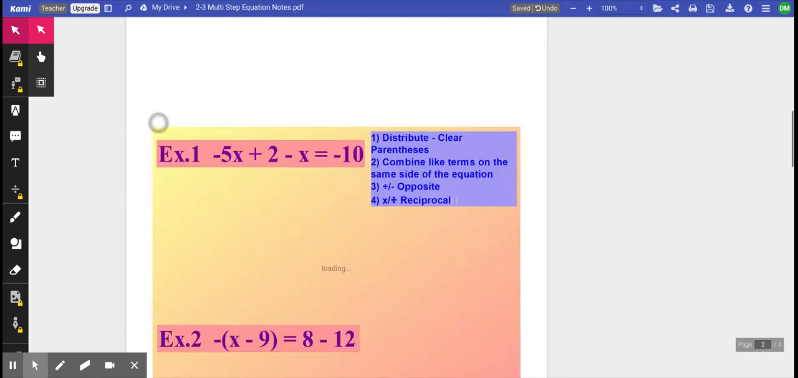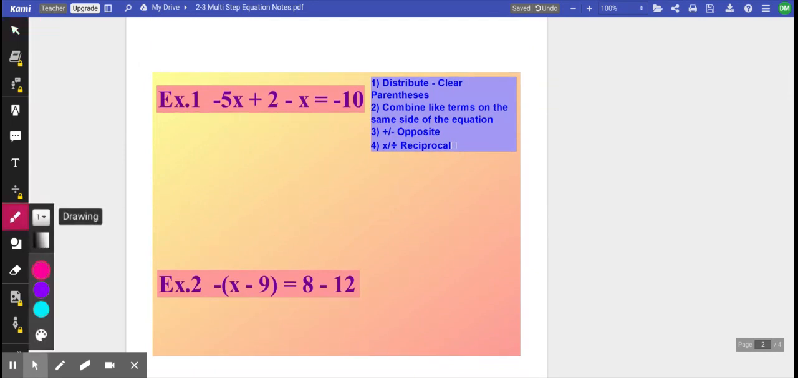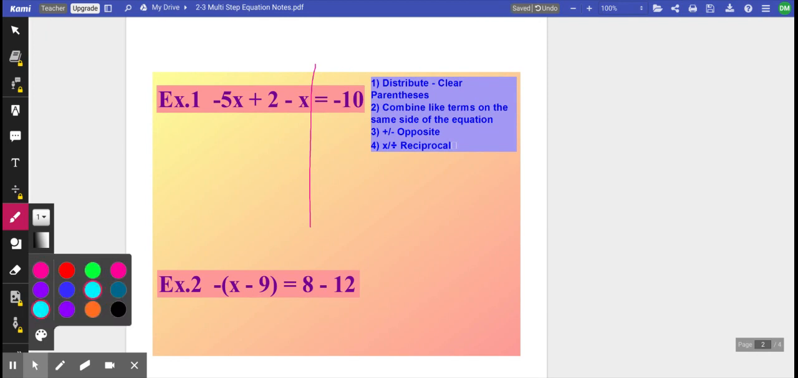So example number 1, what we were doing yesterday, we can see on the left side of the equation, we need to simplify that. Over here on the right, I did a shorthand of the notes. You distribute, you clear parentheses, you combine like terms on the same side, you use an opposite, and then a reciprocal. So here on the left, we have a negative 5x and a negative x. We combine that and get negative 6x. Same signs, add and keep. I owe $5, I owe $1, I owe 6 in all. Plus 2, that term comes down, equals negative 10.